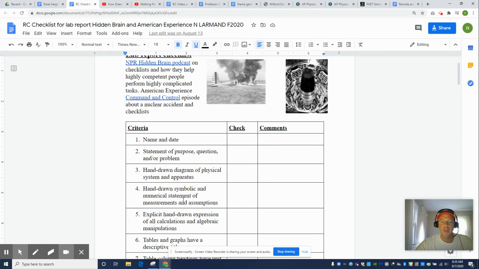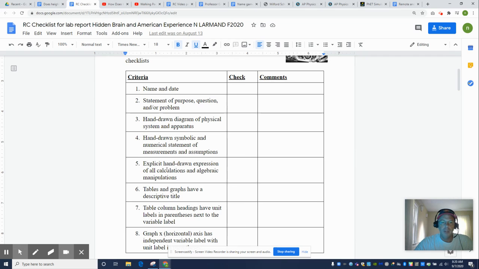Annotate it with the given information. So hand-drawn symbolic and numerical statement of measurements and assumptions. Right, so the symbolic notation is like delta x equals 10 meters for Ariana's distance. You're going to show me all of your calculations, explicit hand-drawn expression of all calculations and algebraic manipulations. And in this one, we're actually going to make a spreadsheet.